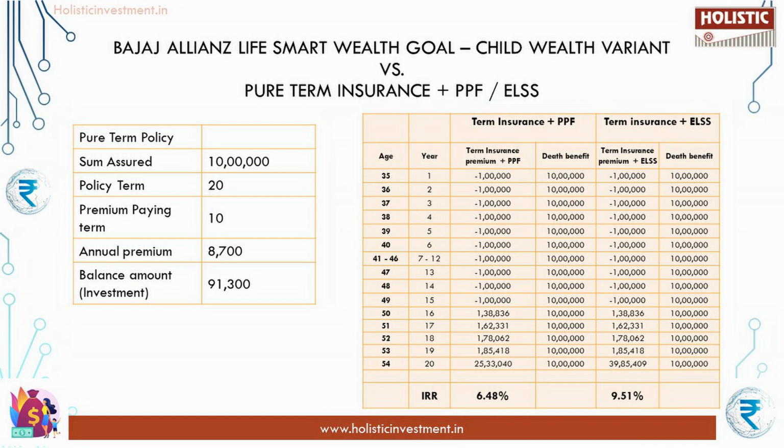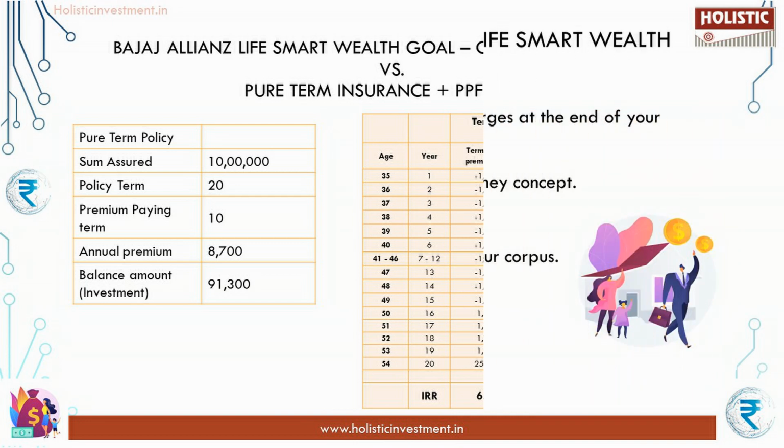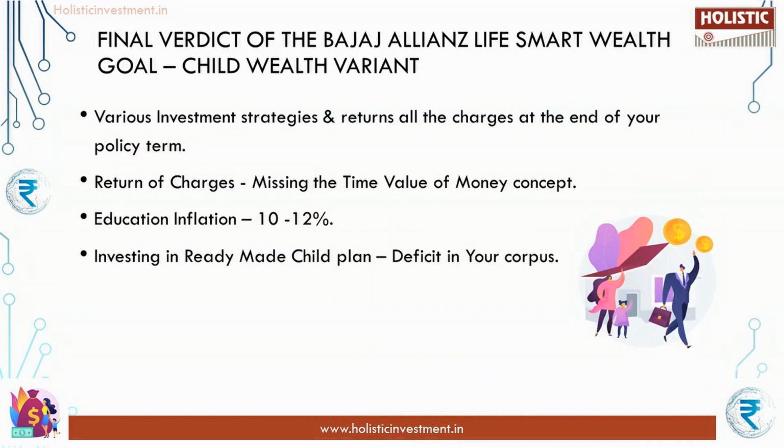This shows that from investment return perspective, Bajaj Allianz Life Smart Wealth Gold Child Wealth Variant Plan will not be suitable for your child's future educational goals, as it is difficult to meet the inflated educational cost in the future. Here is our final verdict on Bajaj Allianz Life Smart Wealth Gold Child Wealth Variant. This plan offers you various investment strategies and return all the charges at the end of your policy term. This is nothing but returning your own premium amount which was deducted earlier.